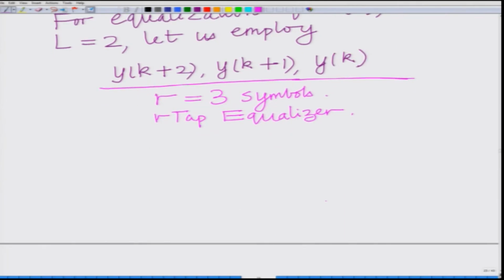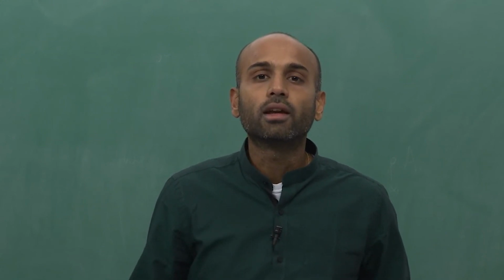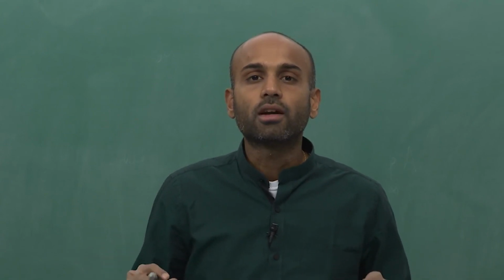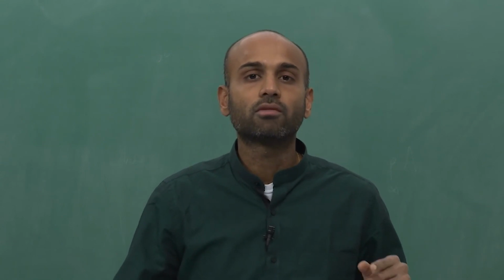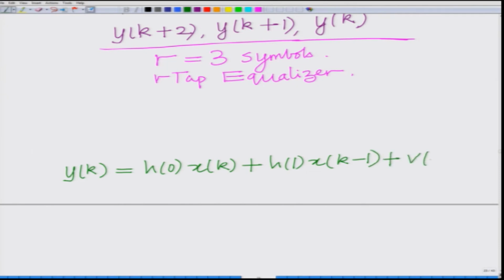And what we are going to do is linearly combine these symbols to eliminate the effect of intersymbol interference. So, first let us write the system model for these 3 symbols yk plus 2, yk plus 1, yk. You can see that yk equals h0 xk plus h1 xk minus 1 plus vk.